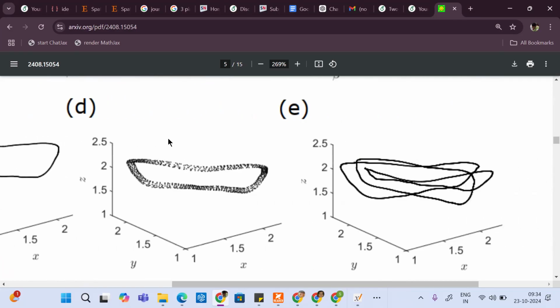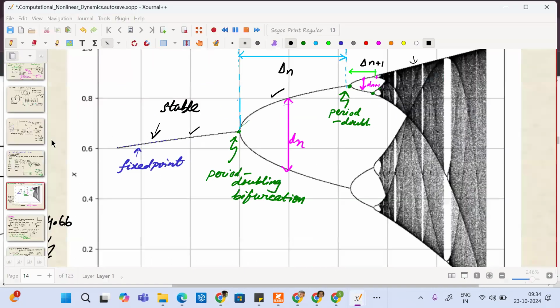Interesting. This guy is something even more interesting. What is that more interesting? I'll tell you. Here you see the trajectories are hopping in between the two. I will tell you how the case is. Let me draw this.